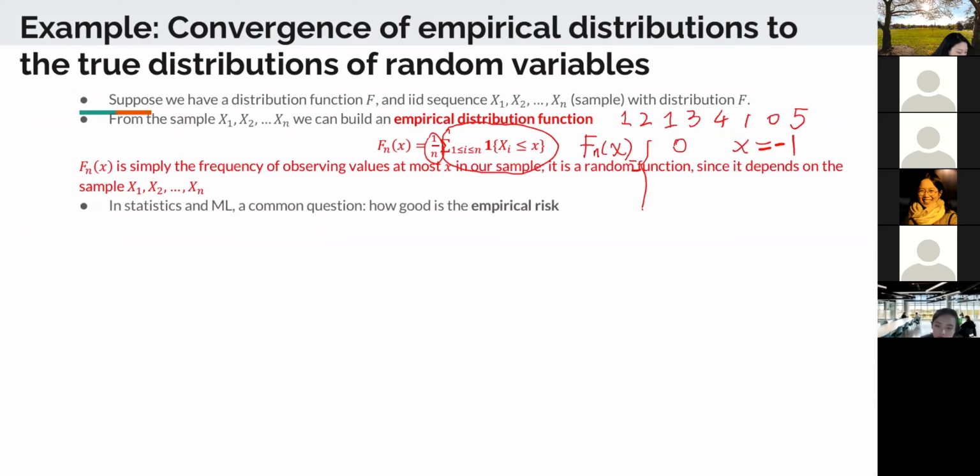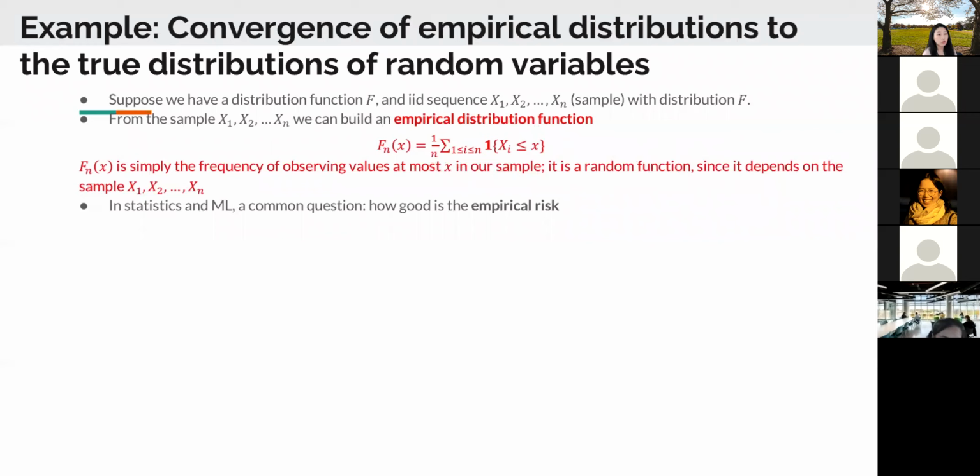Now, if x is 0, what is it? 1 over 8, because there is one sample that is smaller than or equal to 0. So what about x equals 1? Oh, 4, sorry, 4 over 8, which is going to be 1 over 2. And so on. So this is your so-called empirical distribution function. Just a very simple example here. Is that clear to everyone? So this is a very trivial way of estimating the distribution using your sample.